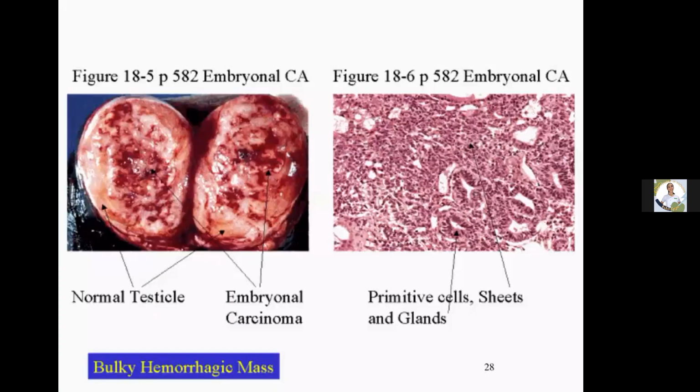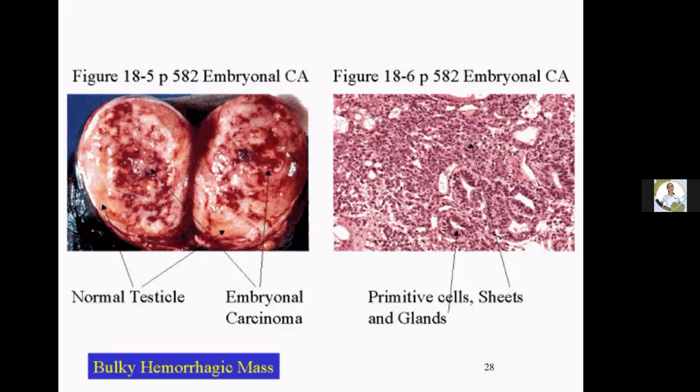So here is a picture of your embryonal carcinoma. The normal testis is at the periphery. At the center is your tumor. You can see that there are areas of hemorrhage and necrosis at the center, unlike your seminoma that has a gray tan color with no hemorrhage and necrosis.